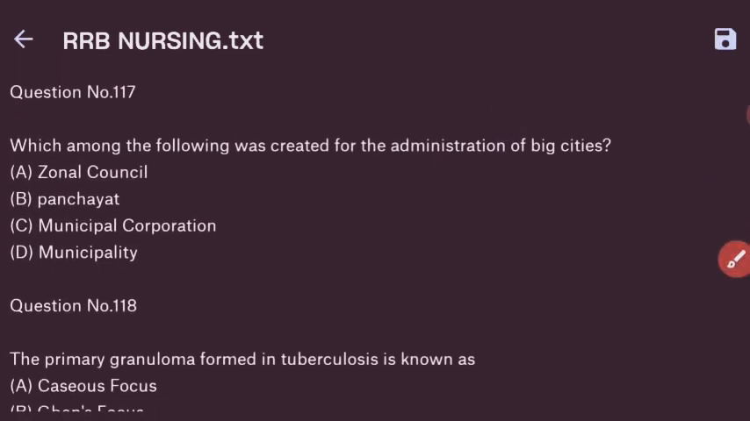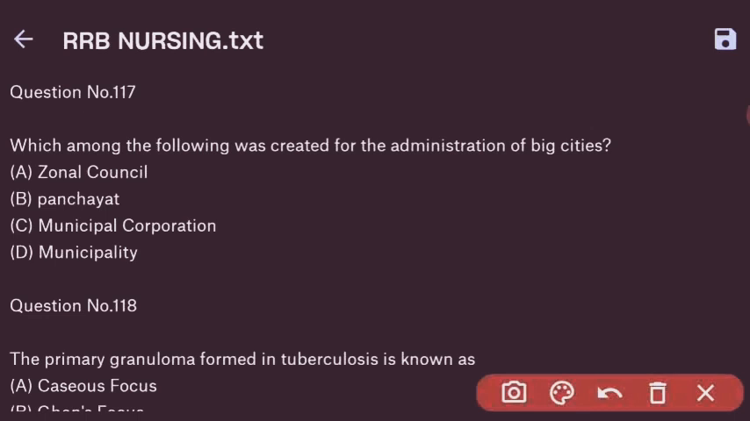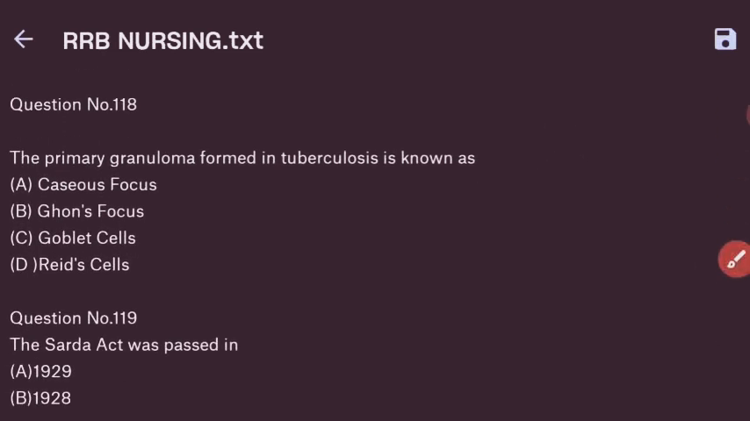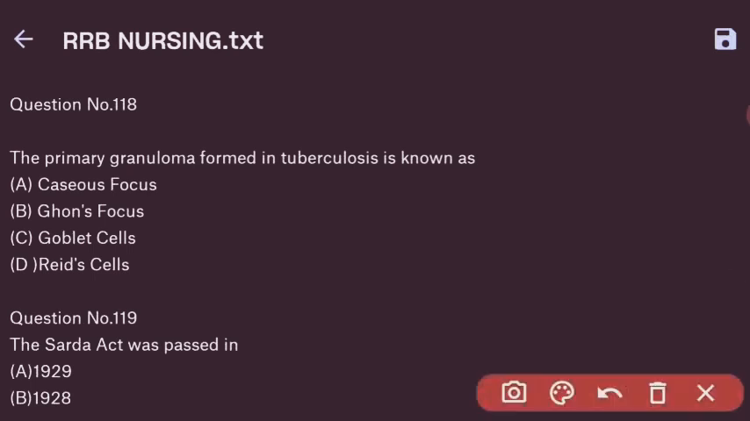Next question. Which among the following was created for administration of a big city? So here our right answer is municipal corporation. Okay. Next question. The primary granuloma formed in tuberculosis is known as Ghon's focus. B is the right answer.